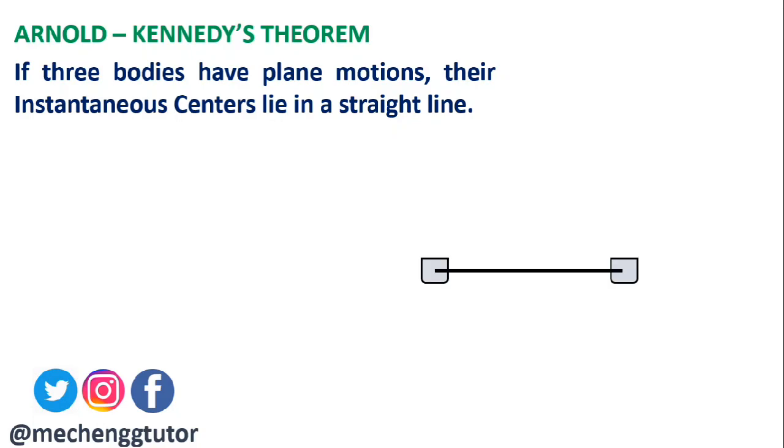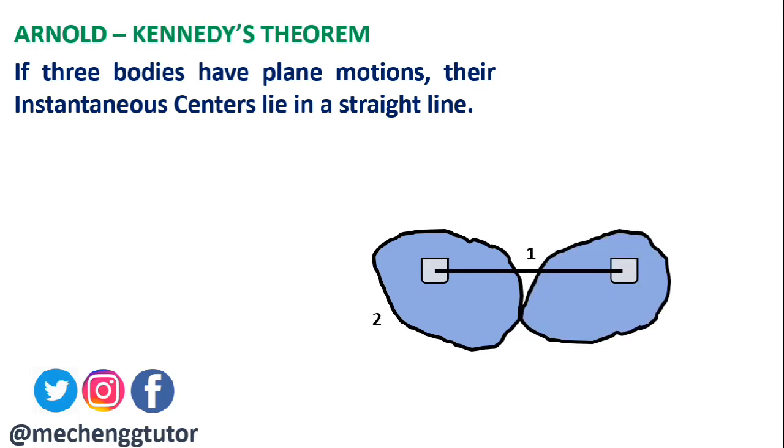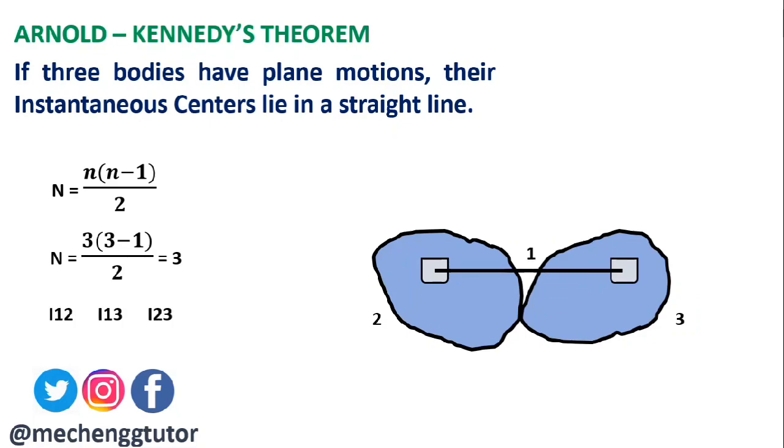So here let us draw three bodies. This is the first body which is fixed, then we have the second body and we have the third body. Let these three bodies 1, 2 and 3 have plane motions. Here the link 1 is fixed as shown in the figure. The number of instantaneous centers can be determined using the equation N is equal to n into n minus 1 divided by 2. Here we have the number of links as 3, so small n can be substituted as 3 in this equation. When we substitute, we get N as 3. So we have the three instantaneous centers: I12, I13 and I23.